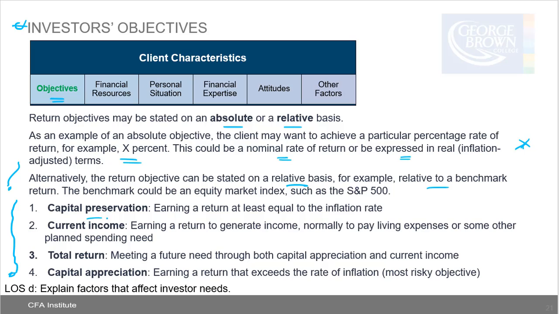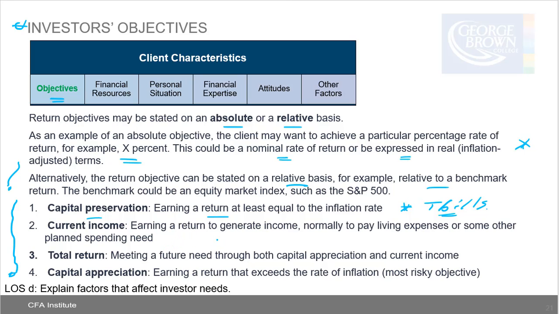Number one is capital preservation, earning a return at least equal to the inflation rate. So we saw from our Ibbotson data, if your only objective was to preserve your capital, you might invest in T-bills because they've been able to protect their purchasing power, a return a little bit higher than the inflation rate, but not much more.